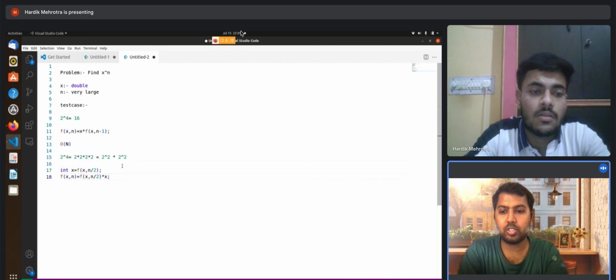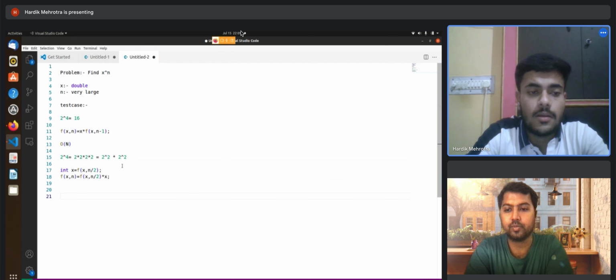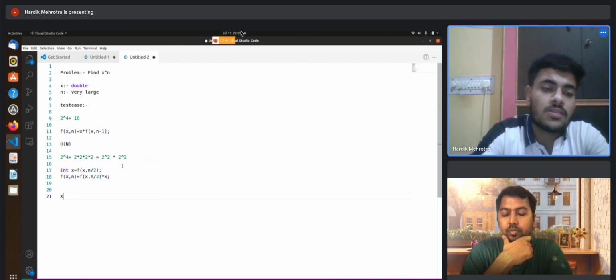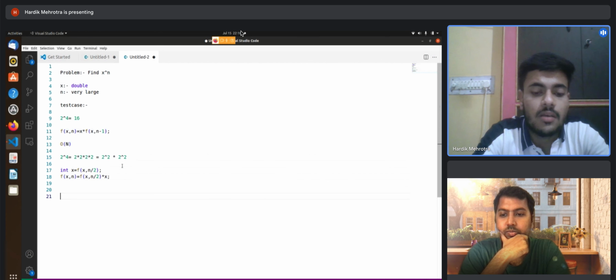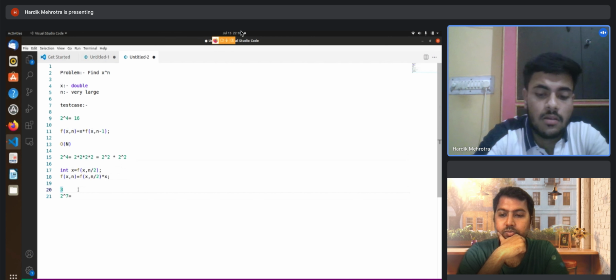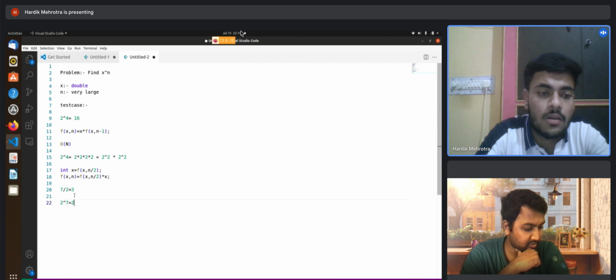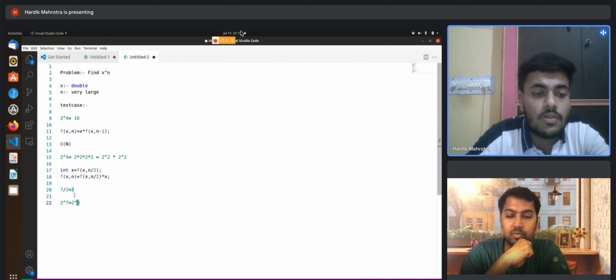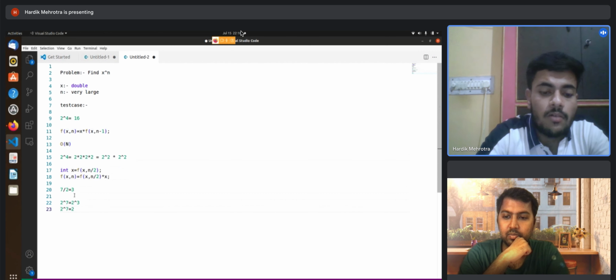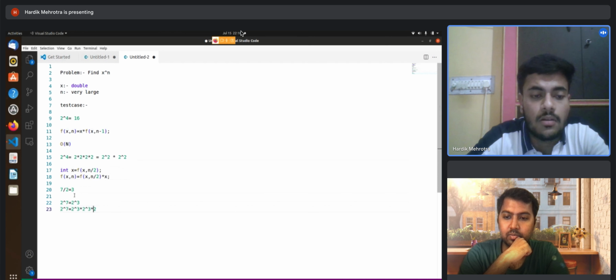Any use case which is missing? The critical use case here is when the power is odd. Let's say I am taking an example as 2 to the power 7. Then n by 2 will come as 3, since 7 by 2 is 3. I will call the function for 2 to the power 3 once, then the solution will be 2 to the power 7 equals 2 to the power 3 star 2 to the power 3 star 2 to the power 1. In this test case, I have to make sure it works properly.